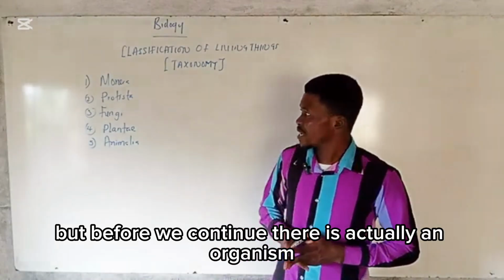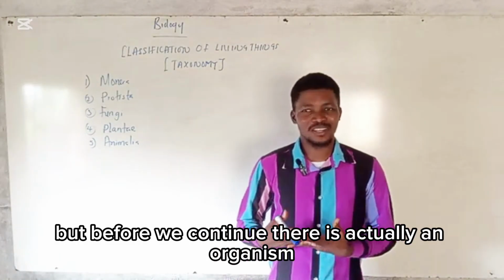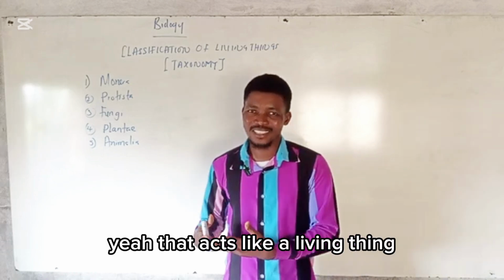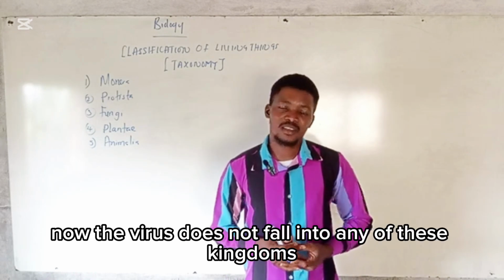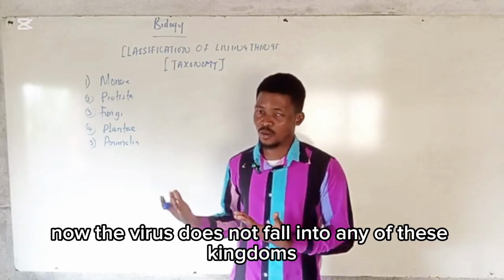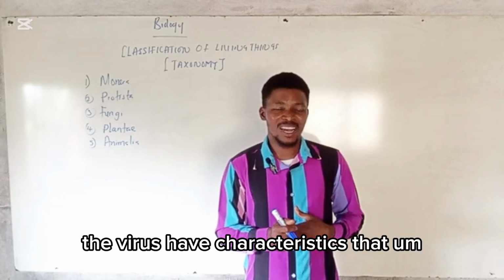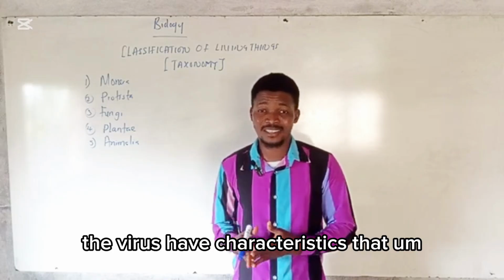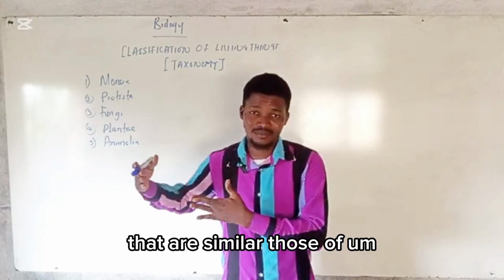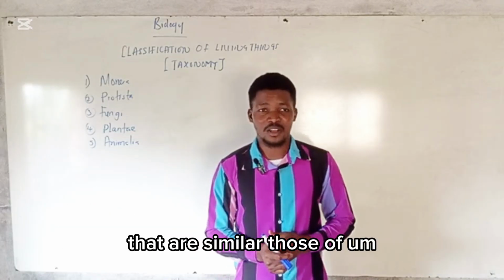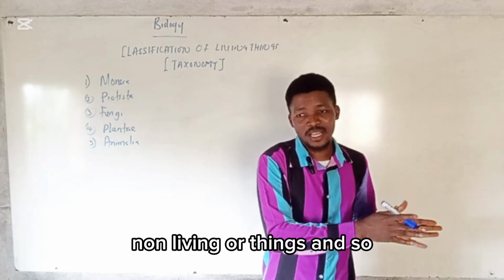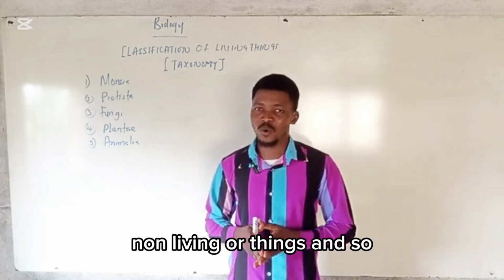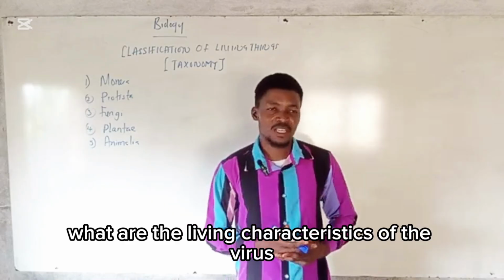But before we continue, there is actually an organism that acts like a living thing and also a non-living thing, and that is the virus. Now, the virus does not fall into any of these kingdoms. The virus has characteristics that are similar to those of living things, and it also has characteristics of non-living things. And so what are the living characteristics of the virus?